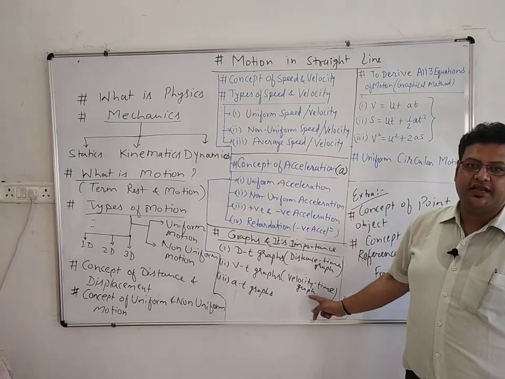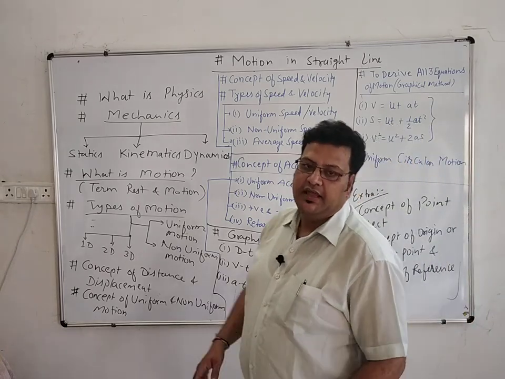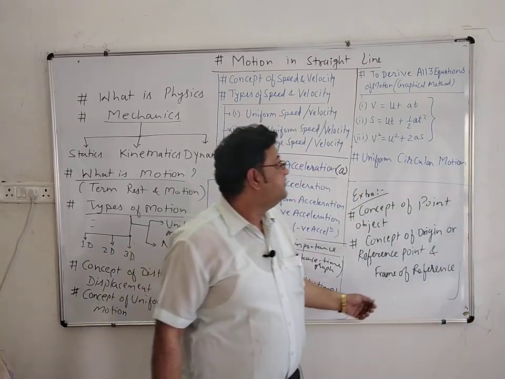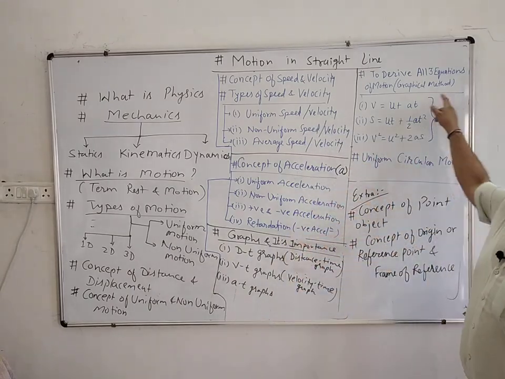Similarly, in the vt graph we will be covering velocity time graph as well as speed time graph, and then the at graph, acceleration time graph. After that, the next topic would be to derive all three equations of motion.